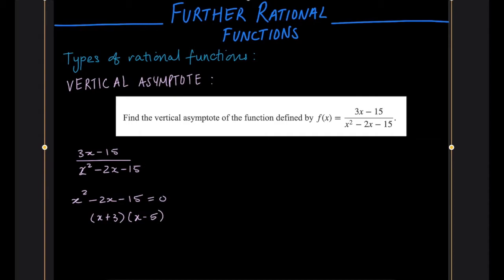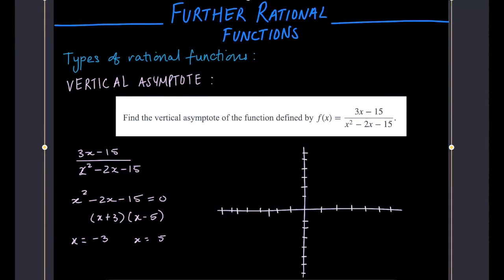So the denominator is 0 when x equals negative 3 and x equals positive 5. When we graph the function, we will see something interesting. Okay, so we know we have a vertical asymptote at x equals negative 3, right?